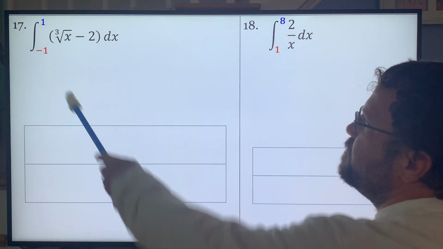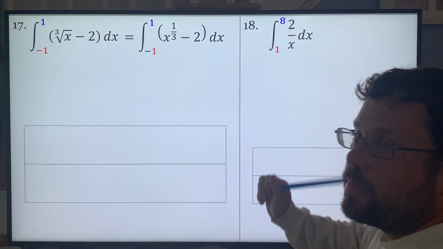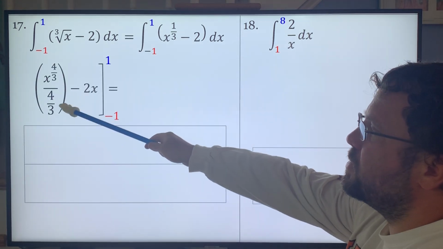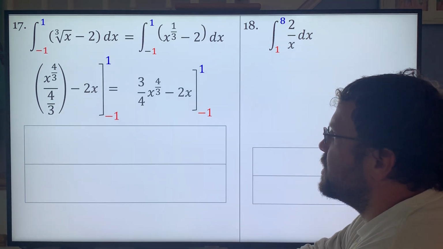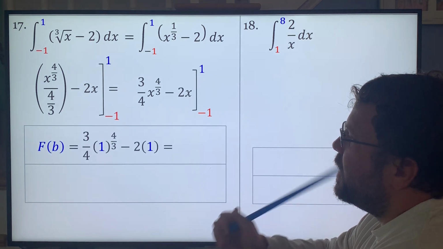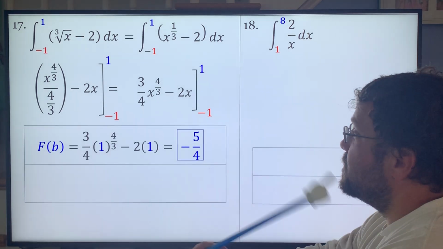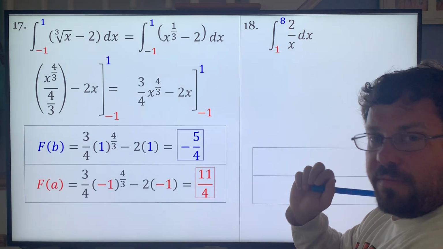All right. 1/3 minus 2. 1/3 plus 1 is 4/3. So x to the 4/3 over 4/3 minus 2x. Reciprocal, 3/4 x to the 4/3 minus 2x. You're going to plug your 1 in there and you get -5/4 as an answer. You're going to plug a -1 in there. When you do that, you get 11 over 4 as an answer.